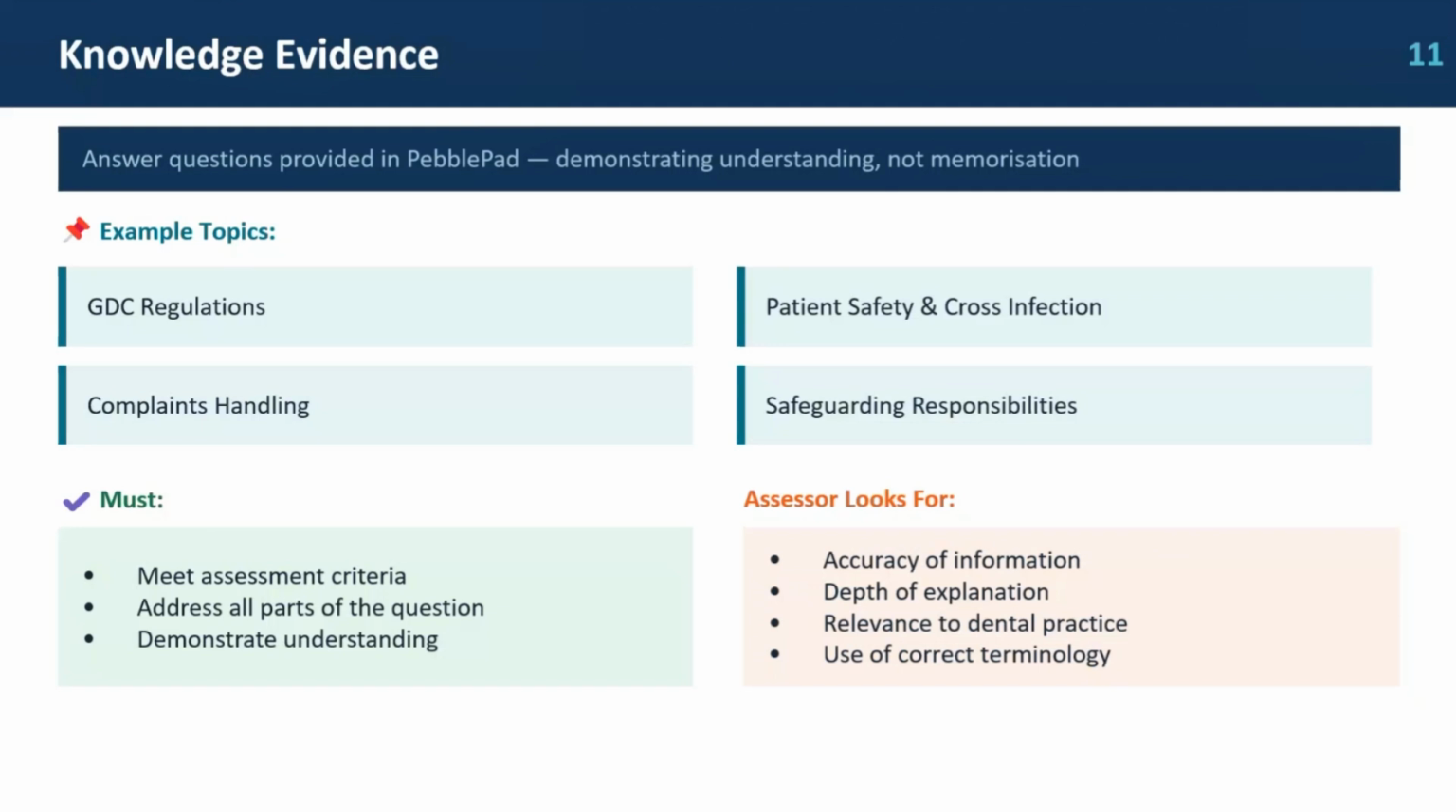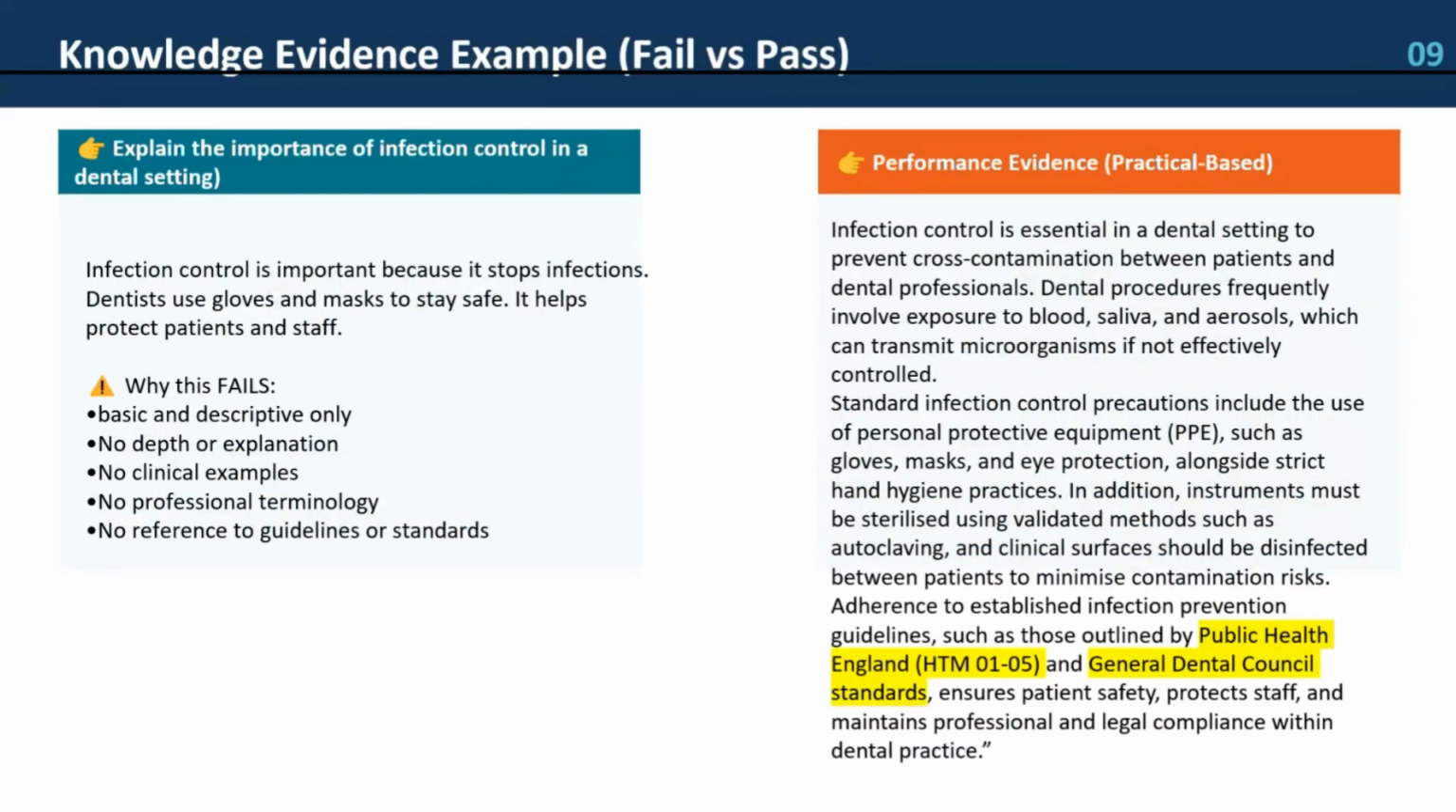Yeah, it does give us a sense of the purpose of cross infection control, but it doesn't explain the things, right? It doesn't say anything about the GDC regulation, patient safety criteria, and what laws are used here. So you need to properly mention these things. You can see here as well. The answer for that question would be: infection control is essential in dental settings. The standard infection control precautions, we will mention the PPE, gloves, masks, eye protection, right? And then we will also write about the established guidelines for prevention, like Public Health England, HTM 01-05, and General Dental Council standards.